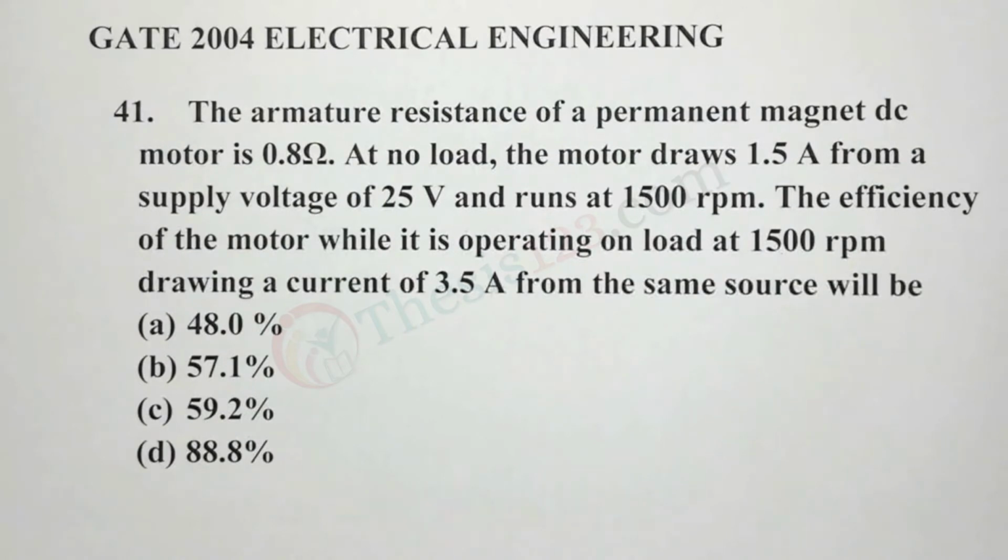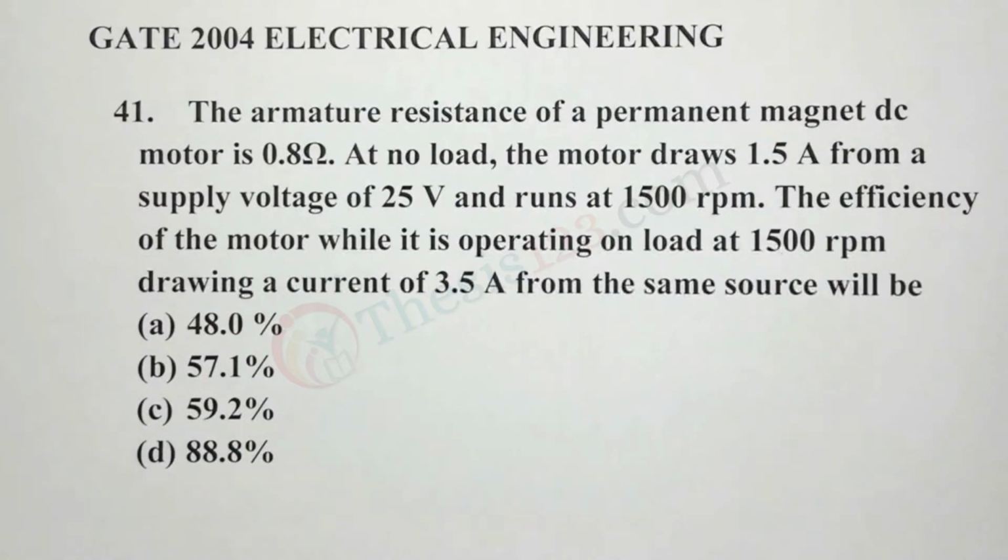On to the next question, number 41. The armature resistance of a permanent magnet DC motor is 0.8 ohms. At no load, the motor draws 1.5 amps from a supply voltage of 25 volts and runs at 1500 rpm. The efficiency of the motor while it is operating on load at 1500 rpm, drawing a current of 3.5 amps from the same source, will be. So we have to find out the efficiency of the motor here.